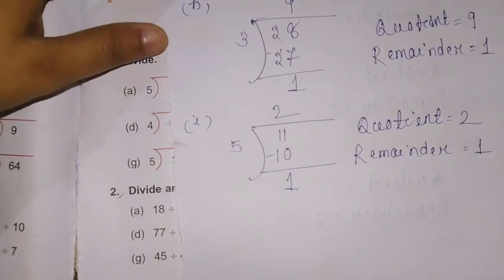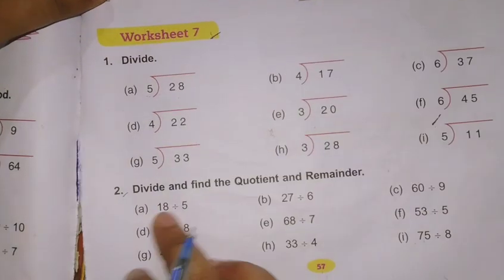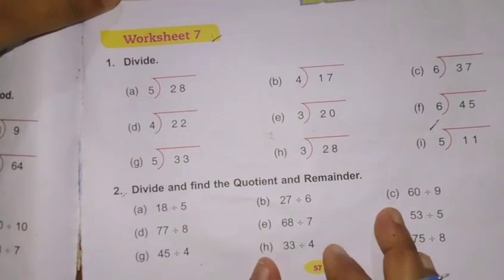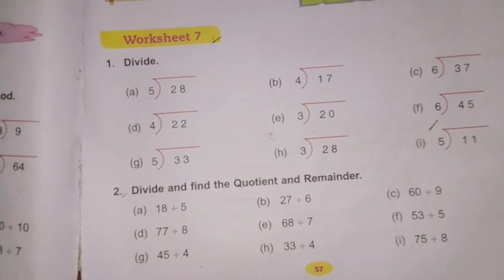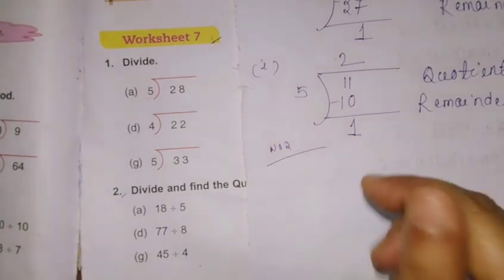Now solve question number 2. Divide and find the quotient and remainder. First, question number 2a. 18 divided by 5.